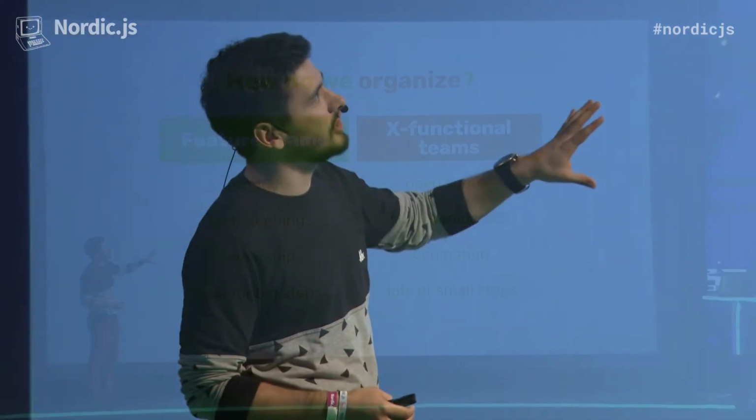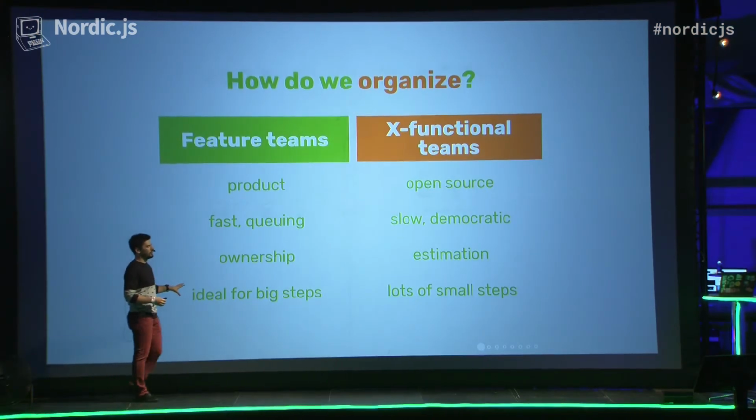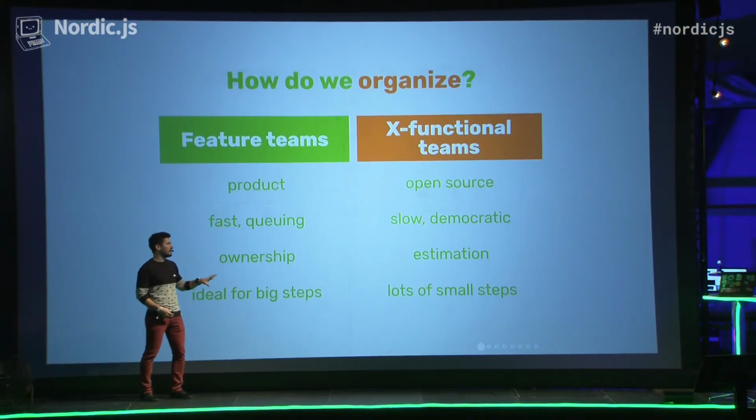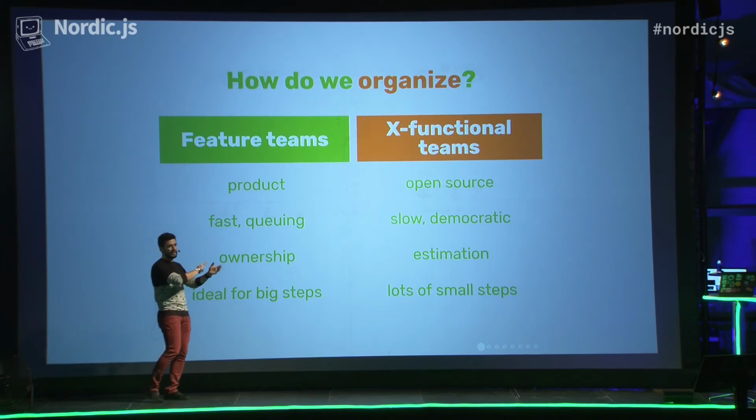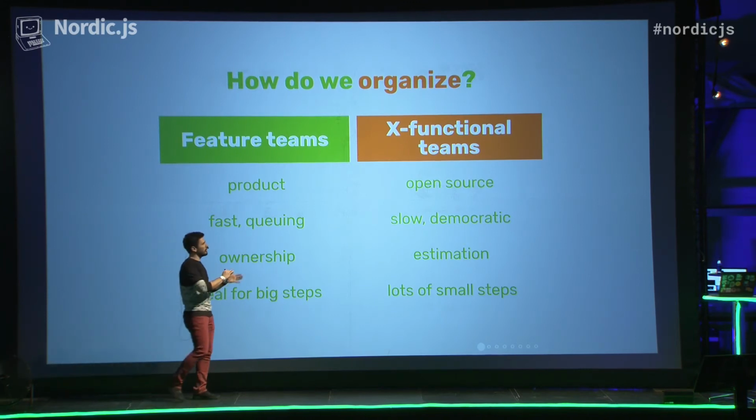So just to sum it up, I think the feature team approach is better when you have to take really big steps. And the cross-functional team approach is better when you're making small adjustments, when you're fine-tuning your application. Obviously, again, I have to repeat this: you won't ever go with these extremes. You'll have teams that are mixed, somewhere in between, but these are the main things that are going to happen.